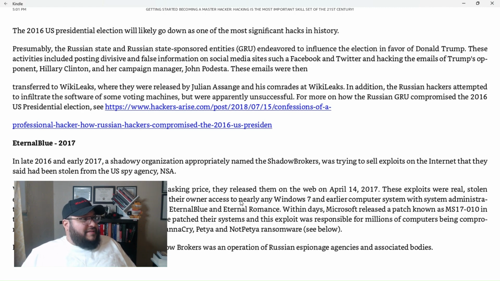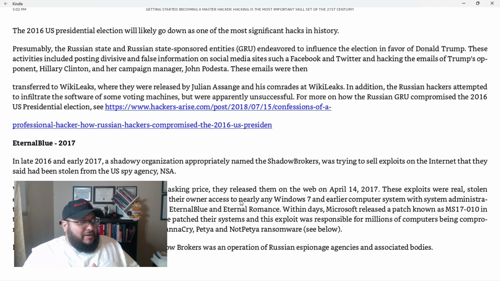Eternal Blue, 2017. In late 2016-17, a shadowy organization, appropriately named the Shadow Brokers, was trying to sell exploits on the internet that they said had been stolen from the U.S. spy agency, NSA. When they were unable to sell them for the asking price, they released them on the web on April 14th, 2017. These exploits were real, stolen exploits from the NSA, and could effectively give their owner access to nearly any Windows 7 and earlier computing systems with systems administrator privileges. This exploit hack was known as Eternal Blue and Eternal Romance.